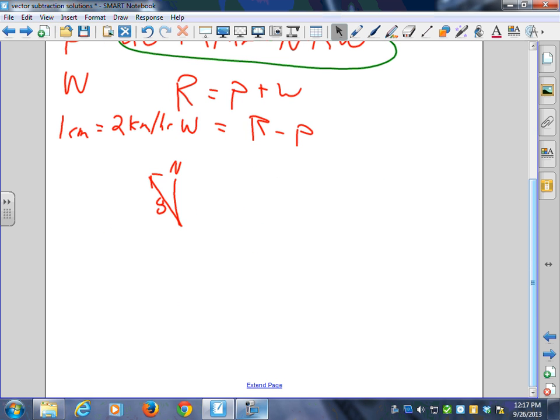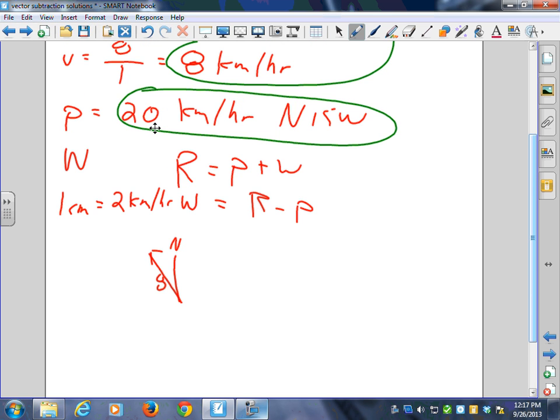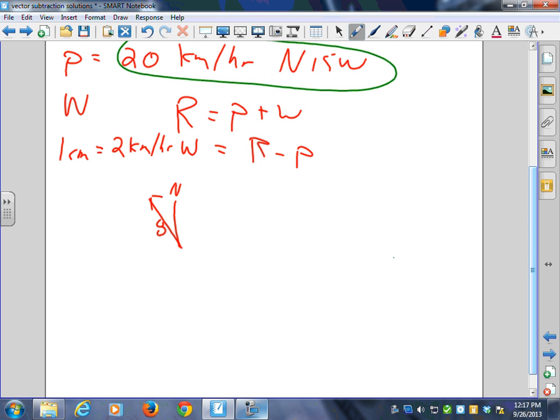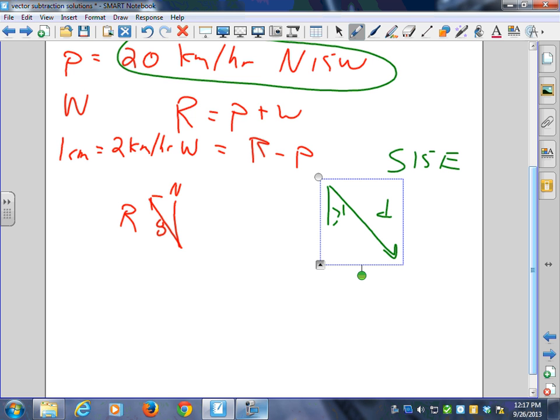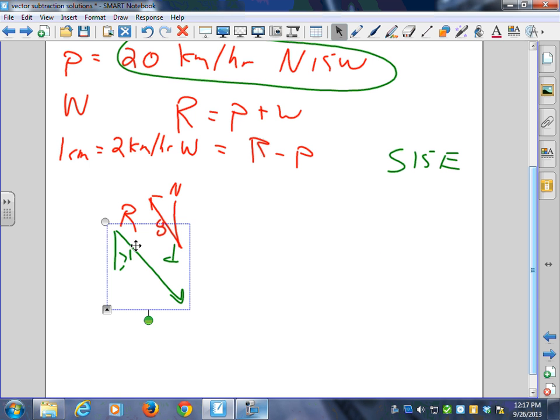And now I have to subtract the plane speed. Now the plane was 20 at north 15 west. So 20 at north 15 west. This is my plane. This is my resultant. I have to subtract them. The way to subtract them is to take this, flip it around. So it's actually going to be south 15 east. And then I'm going to add it tip to tail to this one here.